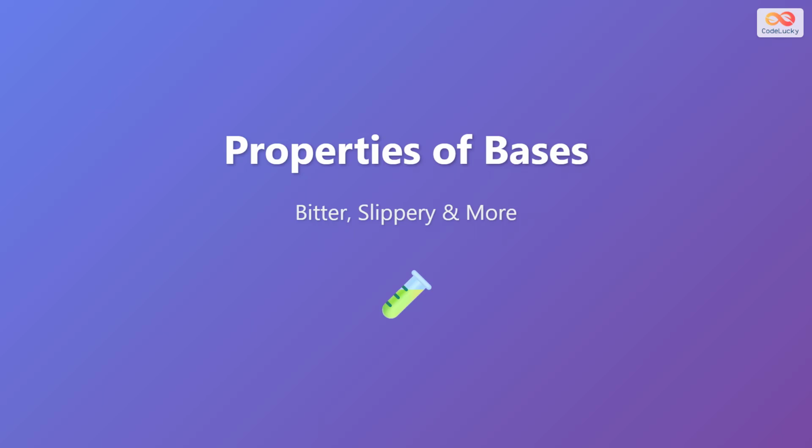Welcome to our lesson on the properties of bases. In chemistry, bases are a fundamental class of compounds with unique characteristics. Today, we'll explore what makes bases bitter, slippery, and chemically reactive. Understanding these properties will help you identify bases and predict how they behave in different situations.